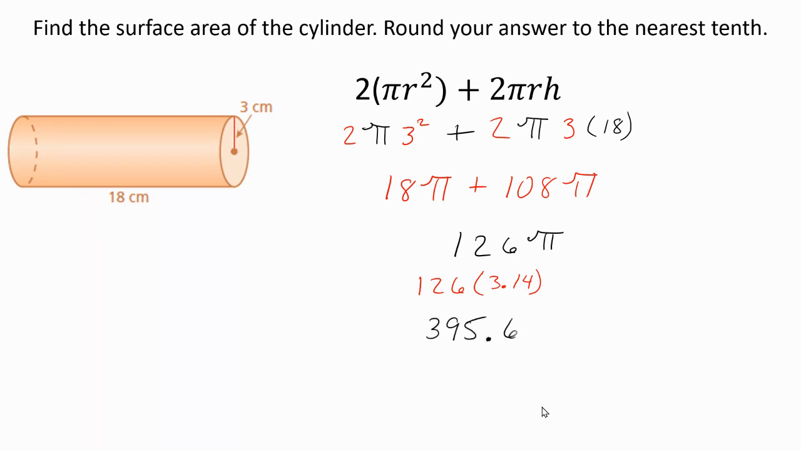And we end up with 395.64. Problem is nearest tenth. So the 6 is in the tenths place. That 4 tells me to keep it the same. So we end up with 395.6 centimeters squared.